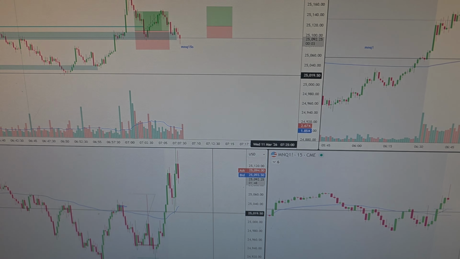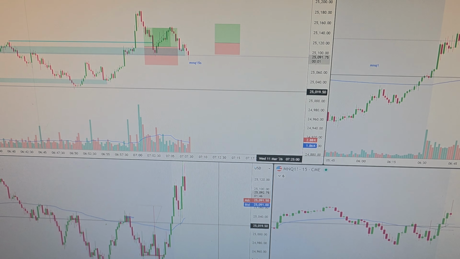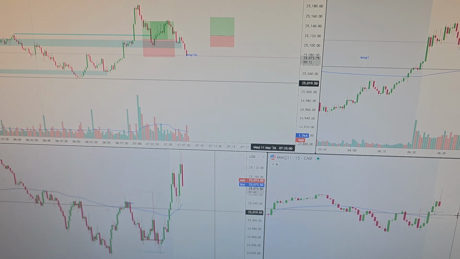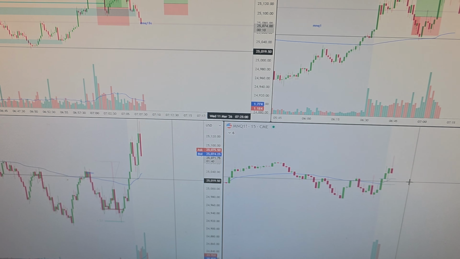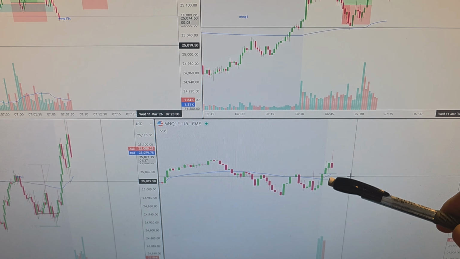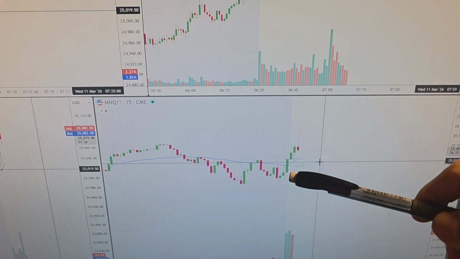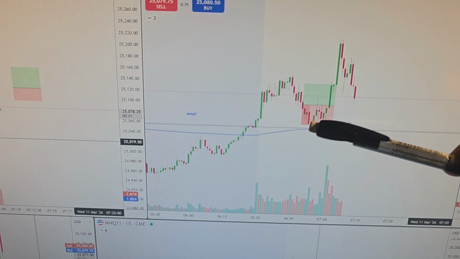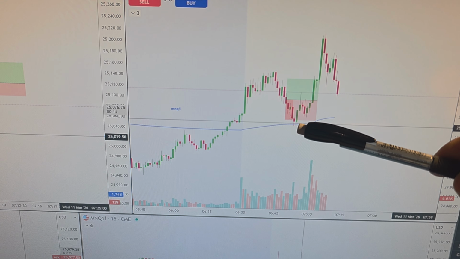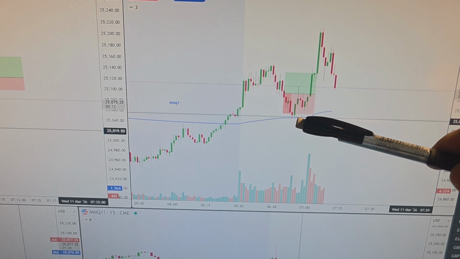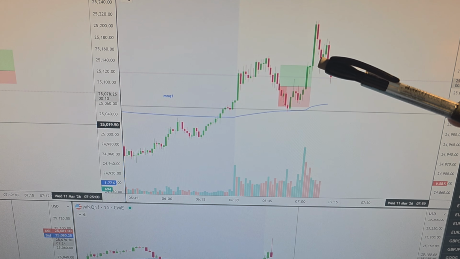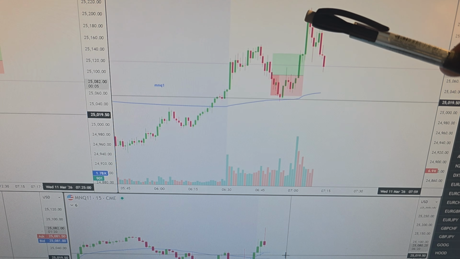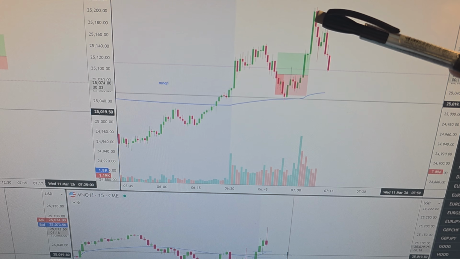Okay, this is the concept of the first mover and the pullback. If we have a context where we are being bullish, as in here where we bounced off the VWAP on the 15-minute and on the 1 minute, then this we think is the first mover.